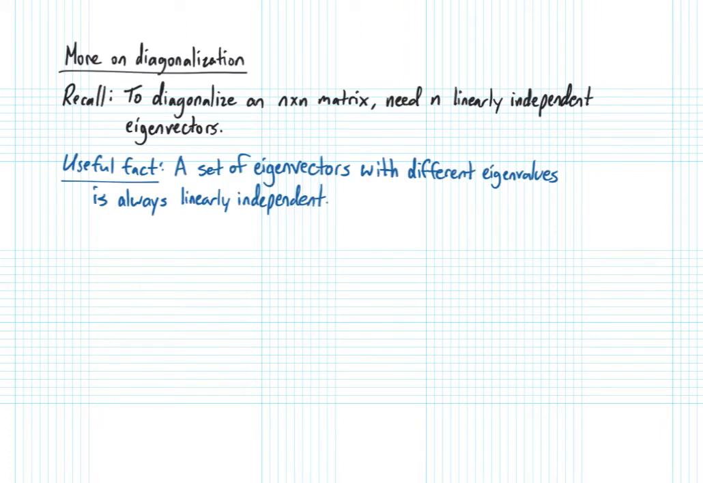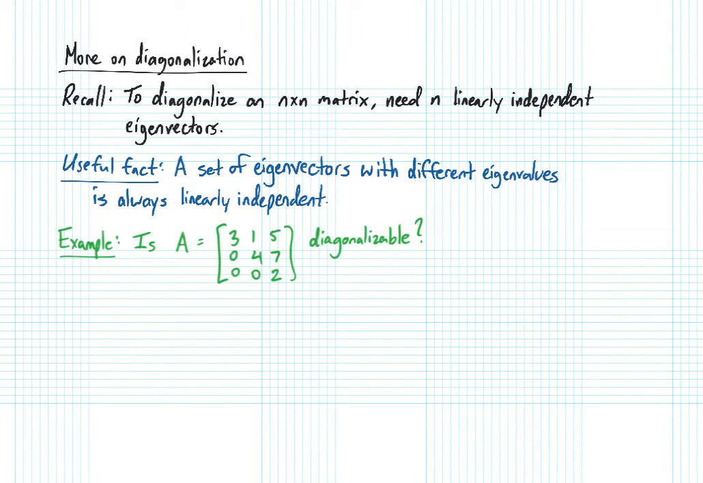It says that a set of eigenvectors with different eigenvalues is always linearly independent. So here's an example that would make use of this fact. Here's a 3 by 3 matrix, and the question is, is it diagonalizable? And the answer is yes. And what's cool is that you can actually figure that out without doing any calculations at all.